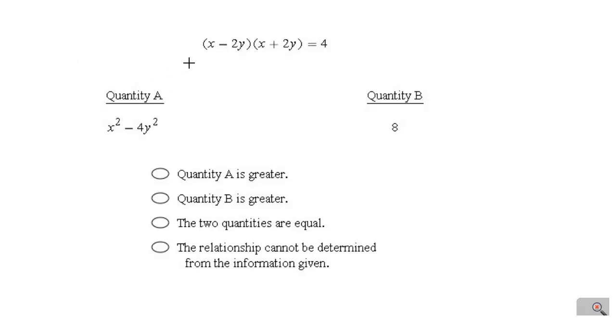So this question says (x - 2y)(x + 2y) is equal to 4. Quantity A says x squared minus 4y squared, and quantity B is equal to 8. So in order to solve this problem, we need to open this bracket.